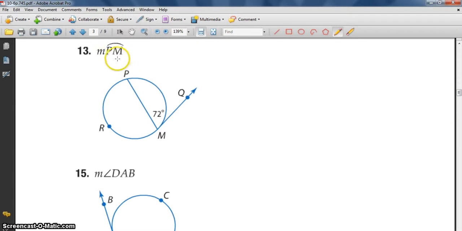On number 13, we want to find the measure of arc PM. And you might ask yourself, well, which way do I go? Is this way PM? Or is this way PM? And the way that we know is because if it only has 2 letters, then it's going to be a minor arc. So we want the arc that's less than 180. If it's greater than 180, if it's a major arc, then there will be 3 letters. So this arc would actually be called PRM, or MRP.